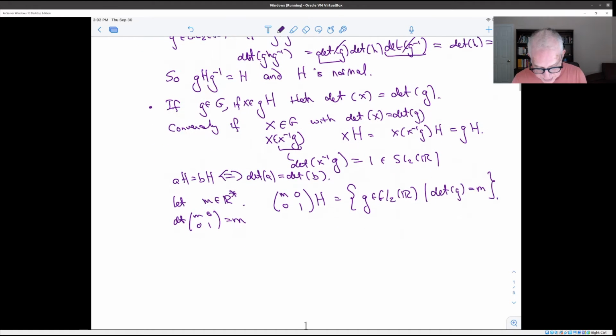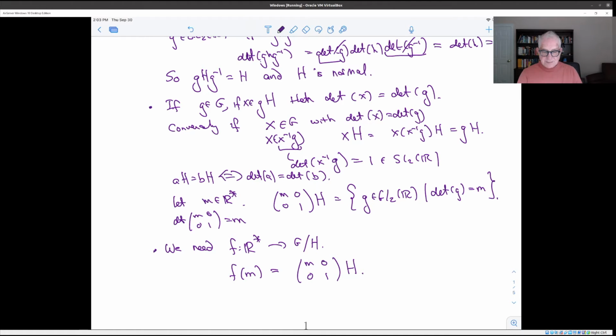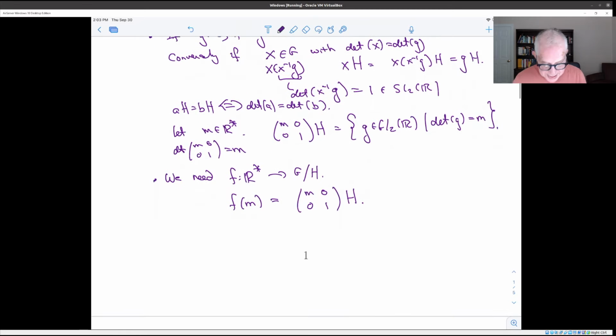And now finally we're in a position to prove the proposition. We need to give an isomorphism from R star to G mod H. So that means it has to be a bijective map and it has to respect the multiplication. And the map that we're going to take is you take an m, which is a real number which is not 0, and you need to make a coset, and the coset you make is the one we just described up above. And we need to prove that this is an isomorphism.